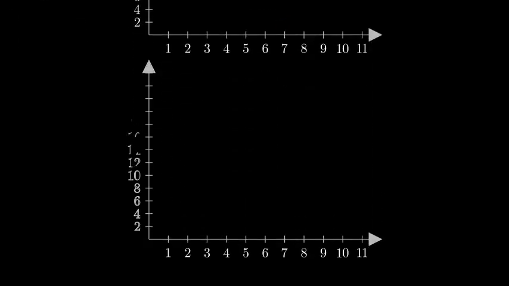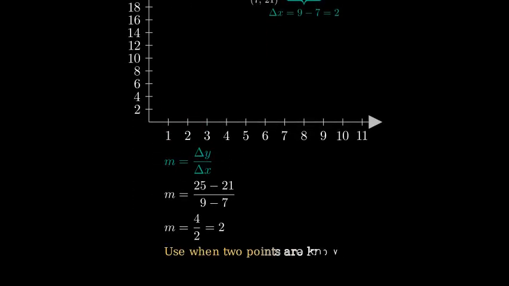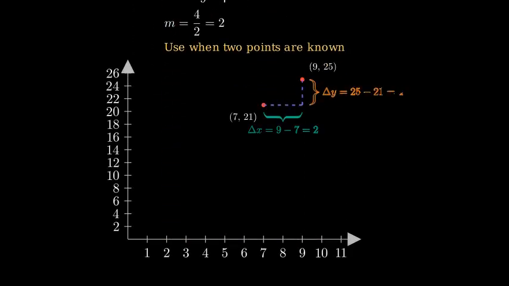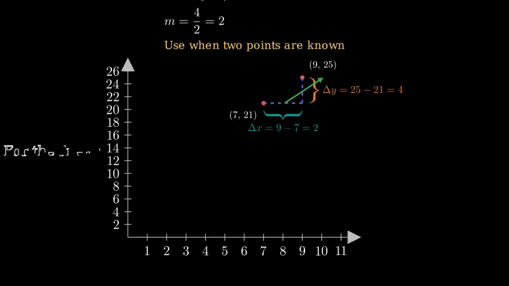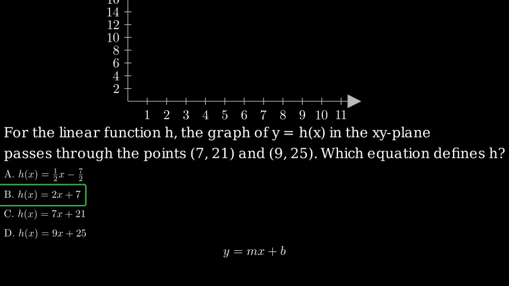Delta y equals 25 minus 21, and delta x equals 9 minus 7. So the slope m is 4 over 2, which is 2. Because the slope is positive, the line goes up to the right. And since the slope is exactly 2, that already selects the option with slope 2. Choice B is correct. If needed, we can continue to find the y-intercept by using y equals mx plus b.